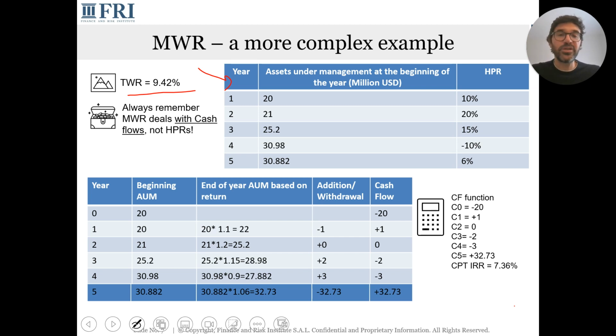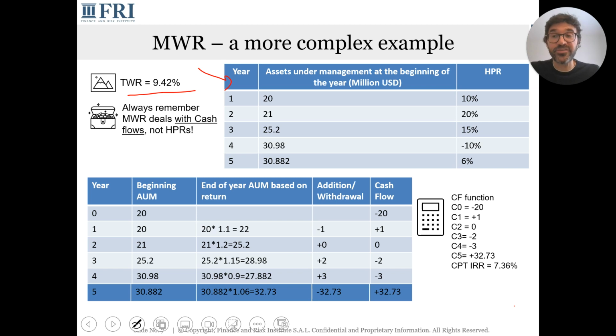With the money weighted rate of return, please always remember, you work with cash flows, not holding period rates of return. Now, if on the exam you have something like this, you just need to think about it carefully, because you are not given inflows and outflows. You are actually given assets under management at the beginning of the period. But that's fine, because given the holding period rate of return and next year's assets under management at the beginning of the year, you can calculate yourself the inflows and outflows to the portfolio.